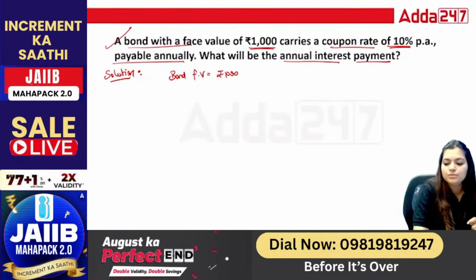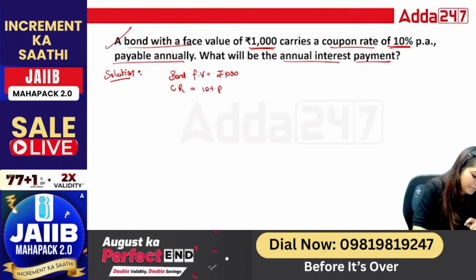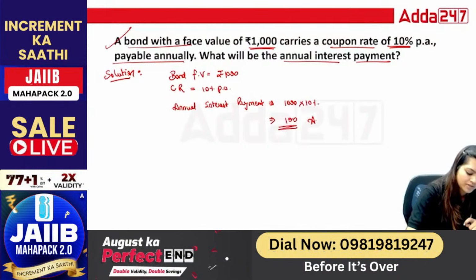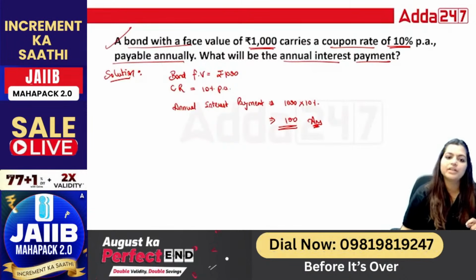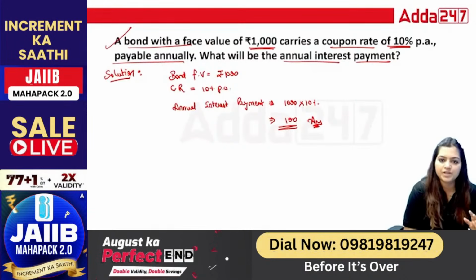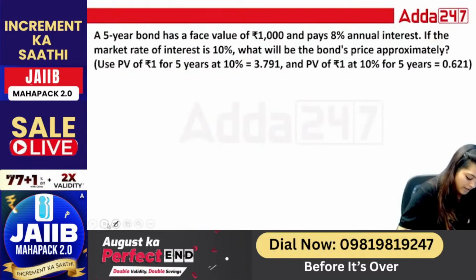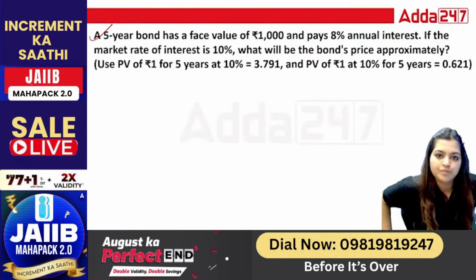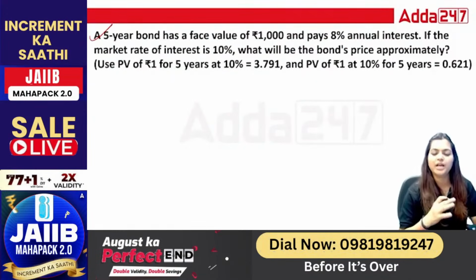Bond face value 1,000. Coupon rate equal to 10% per annum. So what is the annual interest payment? Very simple. 1,000 into 10%. That is your rupees 100. This is your answer. This is how we calculate interest payment. Now I hope everyone understood how to calculate the interest.